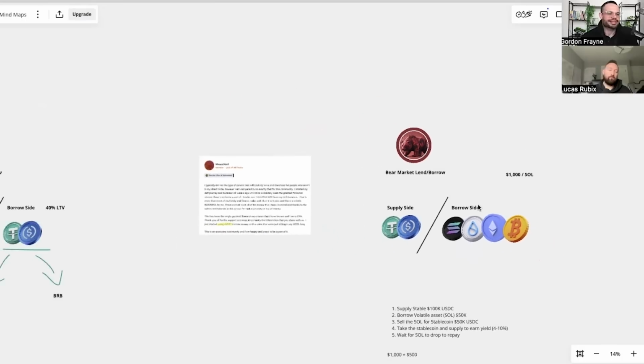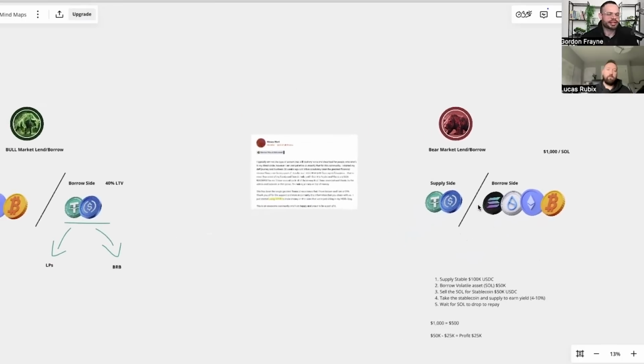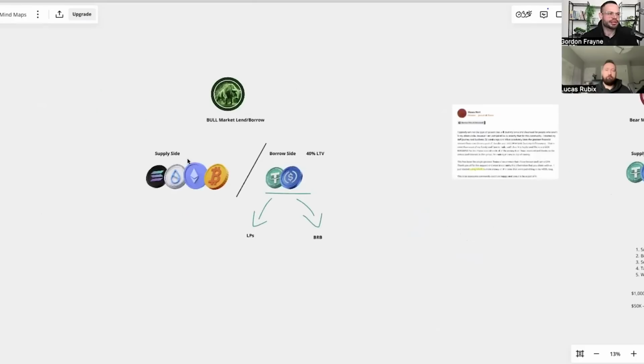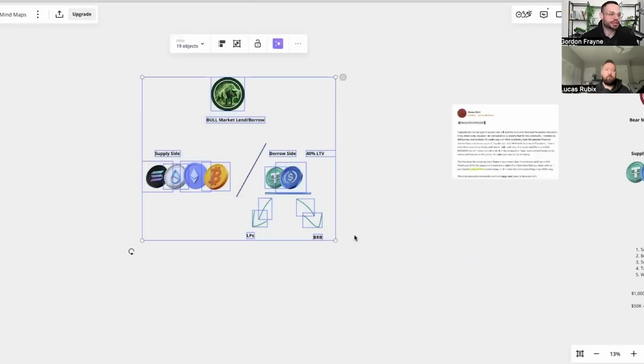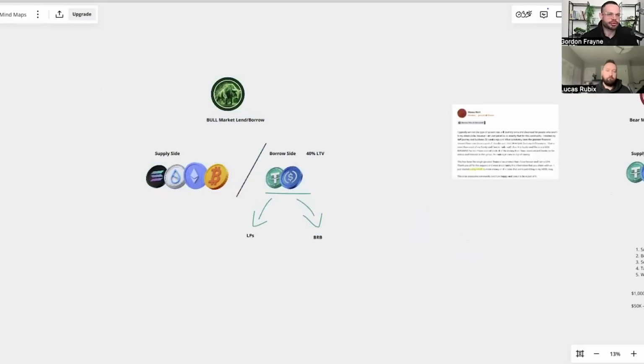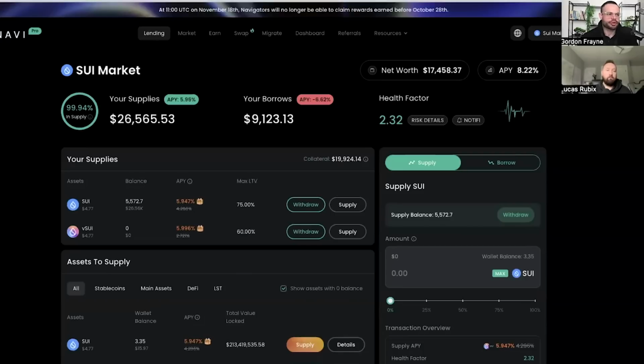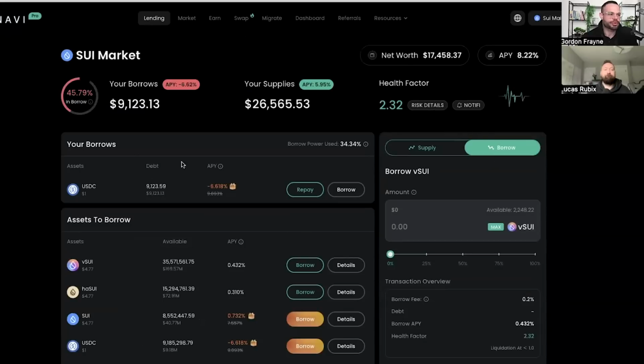Yeah, I think that's the key difference. We can take a quick look at an example on Navi protocol, because now is the time to be executing the bull market strategy because of the outlook we have. And again, over on Navi protocol on the Sui blockchain, if people are invested in Sui, let us know. We're fans of Sui over here as well. Drop us a comment. You can see I'm supplying Sui here on the supply side as the volatile asset, and I'm borrowing stablecoin on the borrow side.